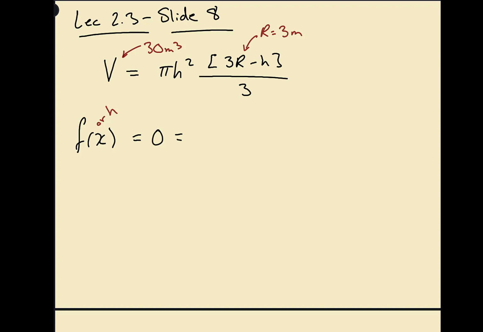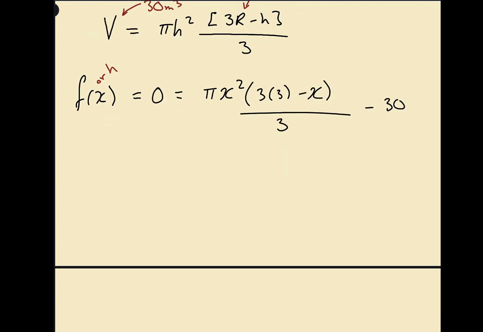Okay? So pi h squared, we're going to say x squared in this case, multiplied by 3, where r is 3, minus h, which we're going to say is x, divided by 3 minus 30, where 30 is the volume. So now that's the function, and in the problem it's given that our initial guess, x naught, is 1. And the small perturbation, delta, is equal to 10 to the negative 6.